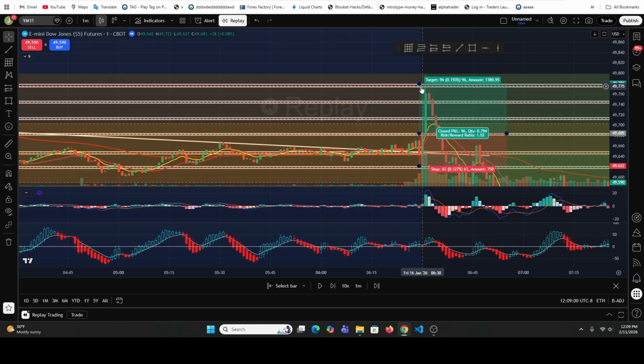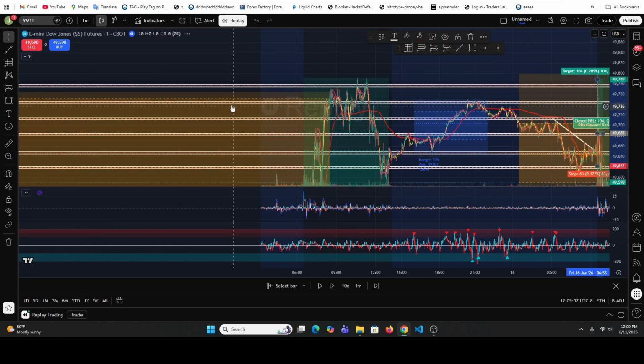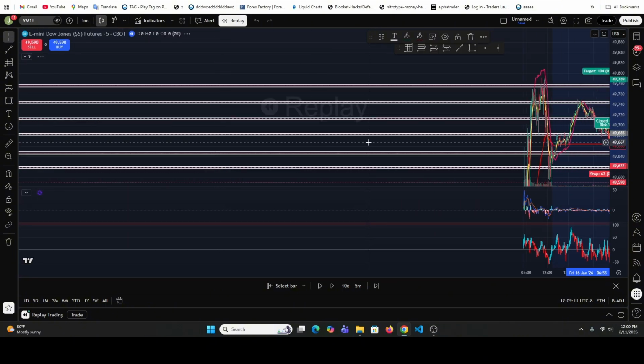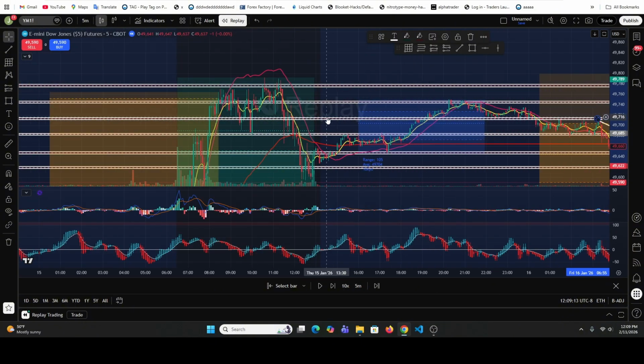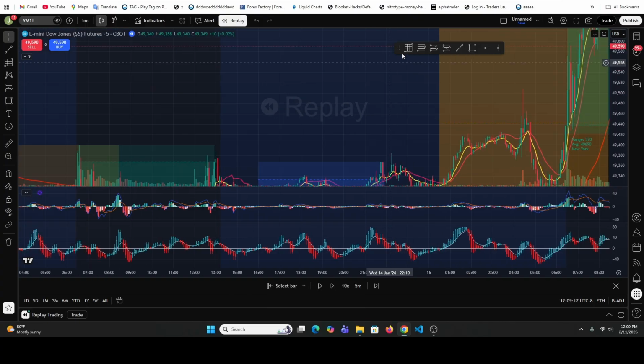Did it keep going? Yes, but it wicked. And these can happen quick when there are wicks within the charts. So pay attention to that when you're back testing as well, if you are wanting to back test this strategy. So let's go ahead, remove our drawings.